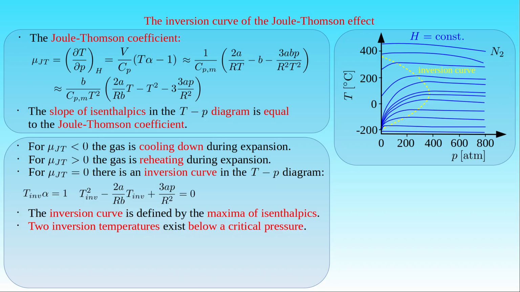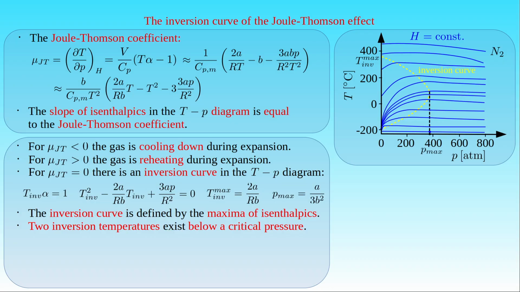The maximum inversion temperature can be obtained from the equation of the inversion temperature evaluated at 0 pressure, which gives 2 times the pressure correction constant A over the gas constant R times the volume correction constant B. If we calculate the temperature where the derivative of the equation of the inversion temperature vanishes and substitute it into the equation, then we can solve it for the pressure. This gives the maximum pressure where the inversion effect exists, which is equal to the pressure correction constant A over 3 times the square of the volume correction constant B.